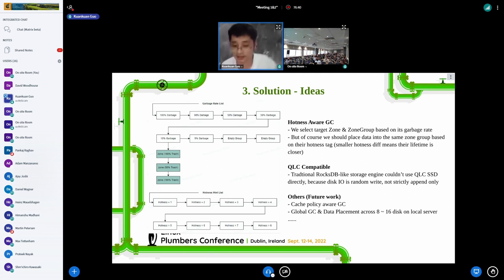Like I mentioned before, we would like to use QLC SSD, but currently we don't get any of them. Maybe in the future, in 1 or 2 years, we would have ZNS QLC SSD. In that case, we would get a much better capacity.